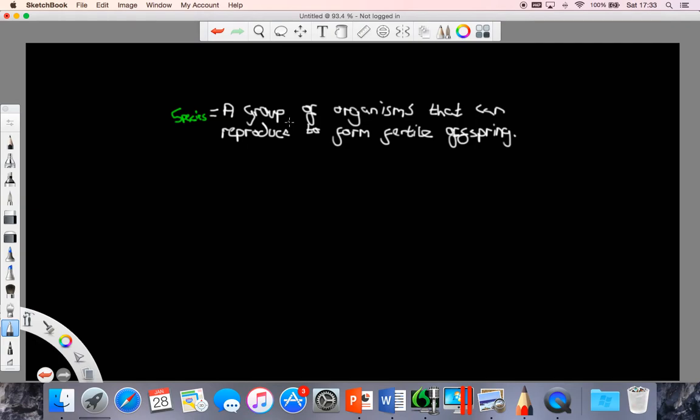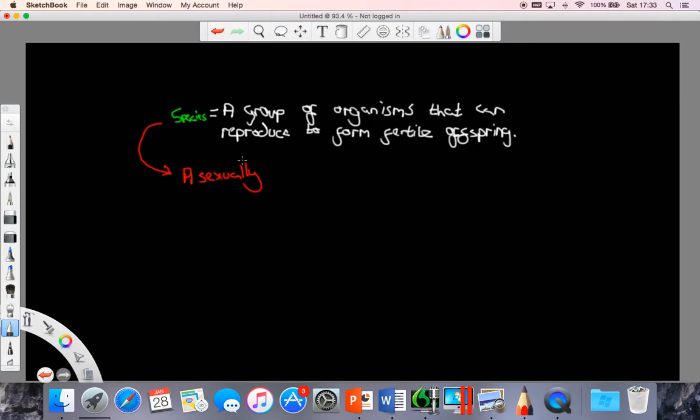However, this has a couple of problems that are associated with it. Okay? So the problems are the fact that some organisms don't need a partner to reproduce. They are said to be able to reproduce asexually. Okay? So these organisms do not need to have sex. They do not need fertilization to take place. They do not need an egg for their sperm or a sperm for their egg. They simply divide into two.